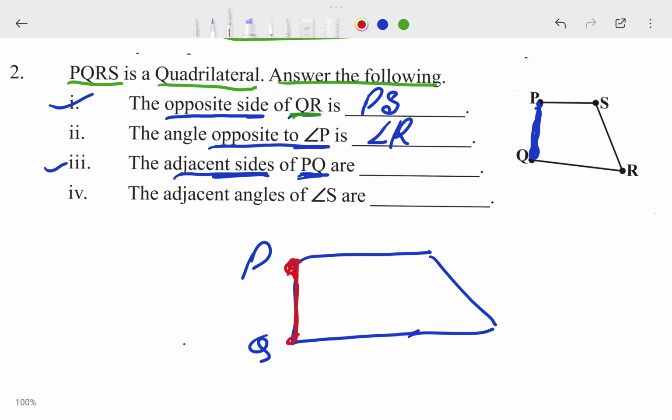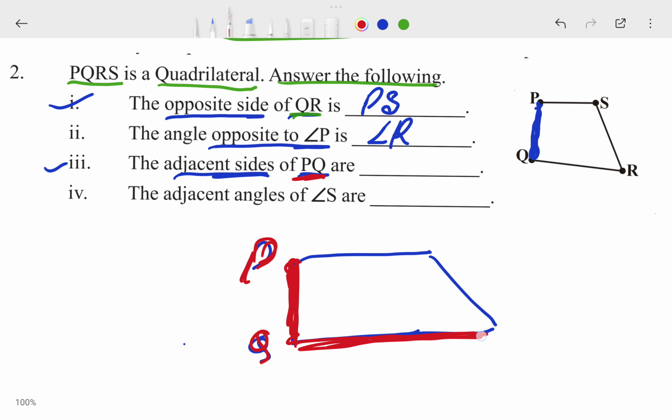So how will you find the adjacent side of P and Q? Just see, in P and Q, which line segment is intersecting. So this line is intersecting.